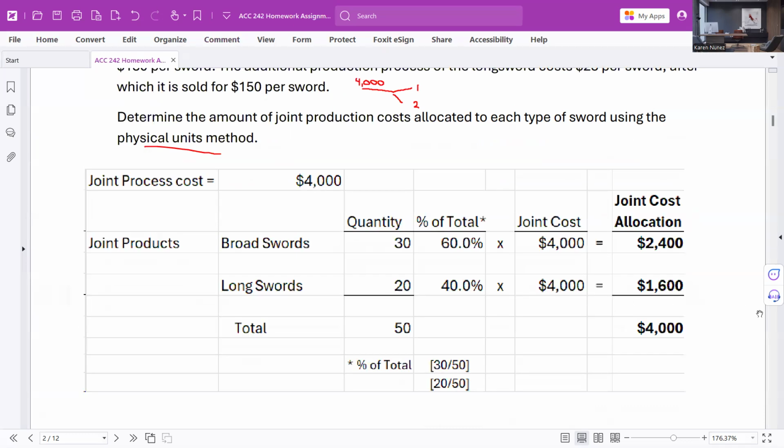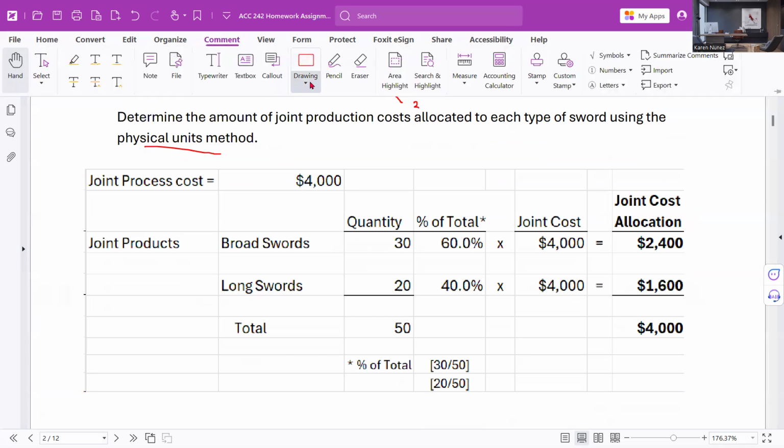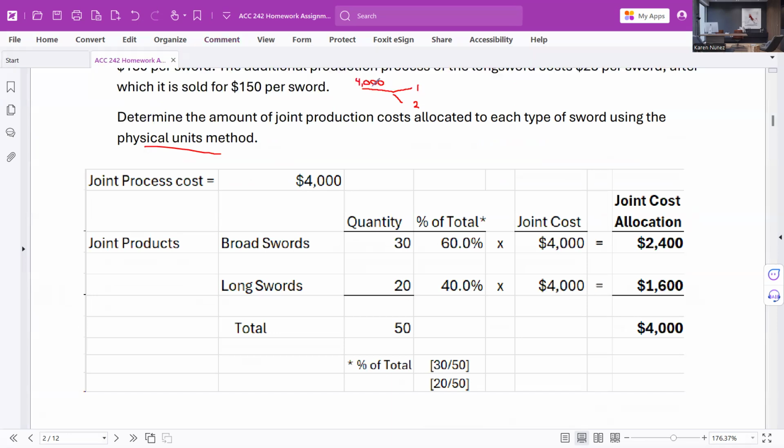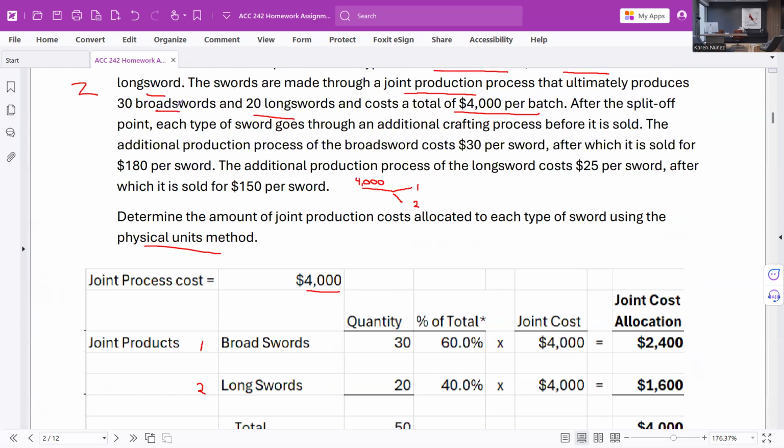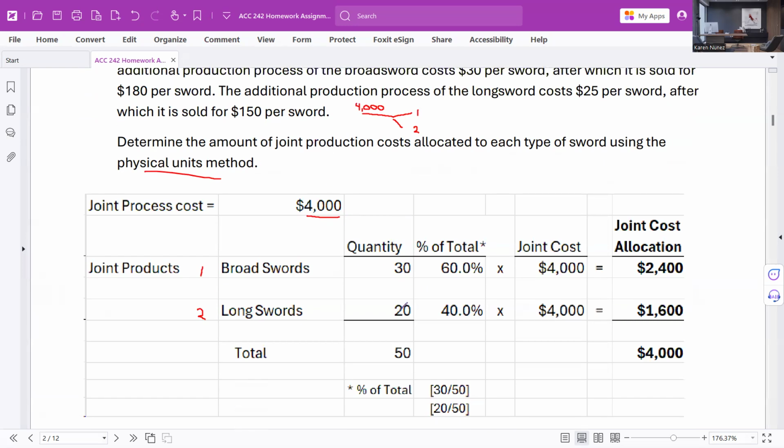So there it is. We have a process that cost, in this case, $4,000, that's that $4,000 in that little graph I drew there. That $4,000 cost in the joint process. And the process yields two products, a broadsword and a long sword. And the relative quantities: we get 30 of the broad ones and 20 of the long ones. So we've got 30 and 20, for a total of 50.